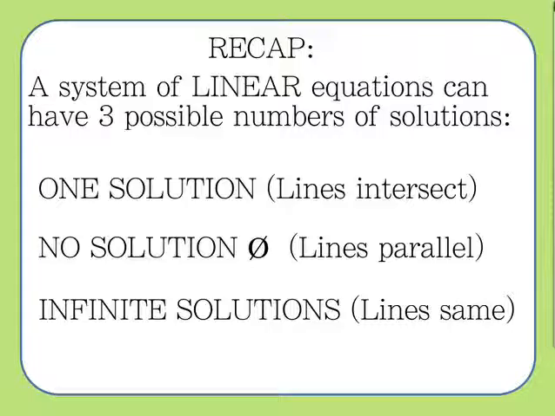Okay? So just to recap, a system of linear equations can have 3 possible numbers of solutions. The lines can intersect at one point, so they'll have one solution. The lines can be parallel, and if that's true, there is no solution. There is no point of intersection. And then if the lines are the same line, they have the same slope, same y-intercept, it is infinite solutions. Okay? So that is all for graphing systems. We will be practicing graphing in class.